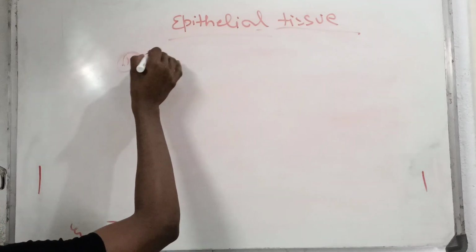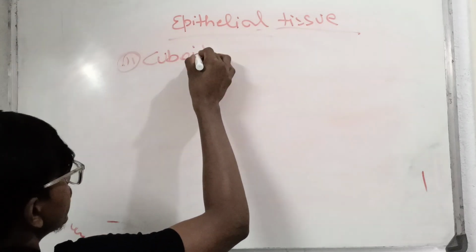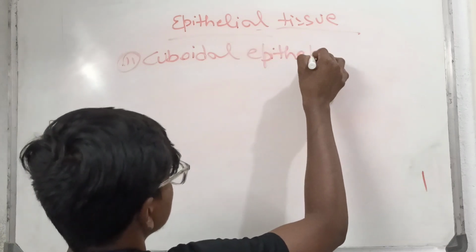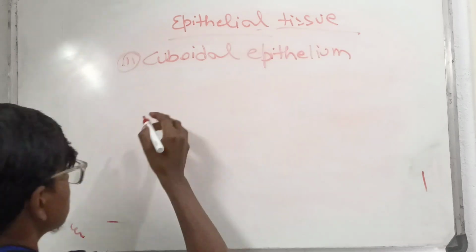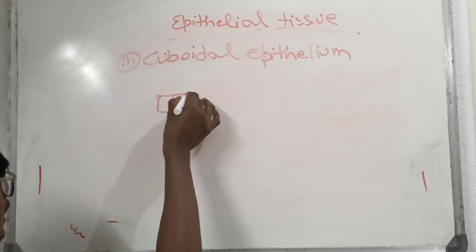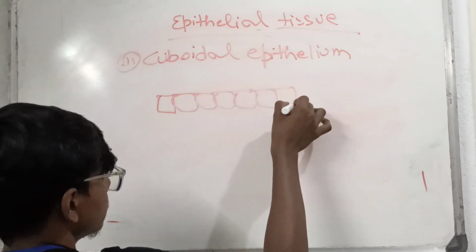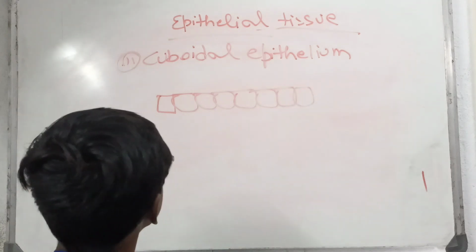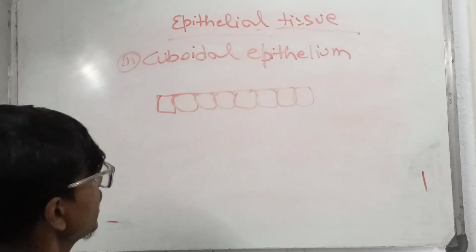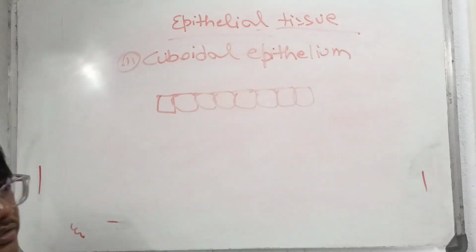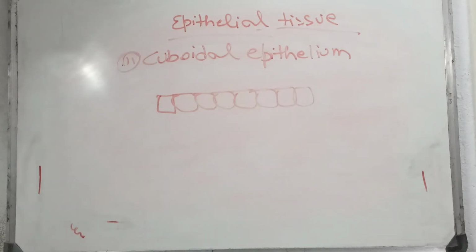Third is the cuboidal epithelium. So the name is simple. This will have a cuboid-like structure. Okay, the shape will be like this. So the main function you can say for this cuboidal epithelium is it provides the mechanical support.